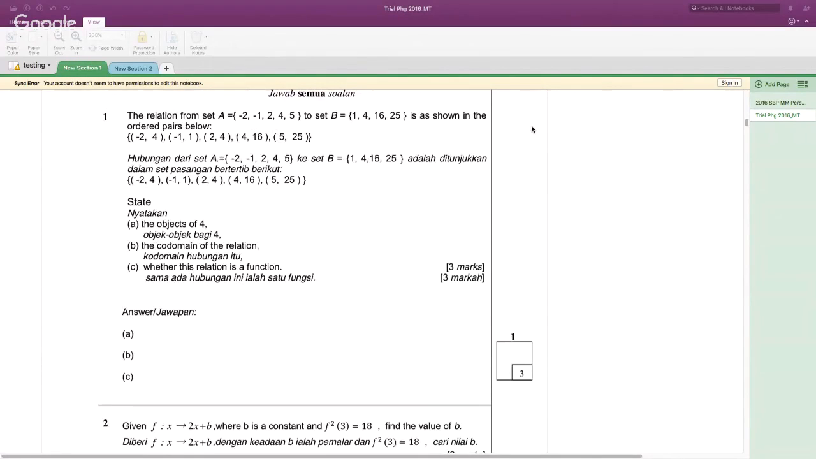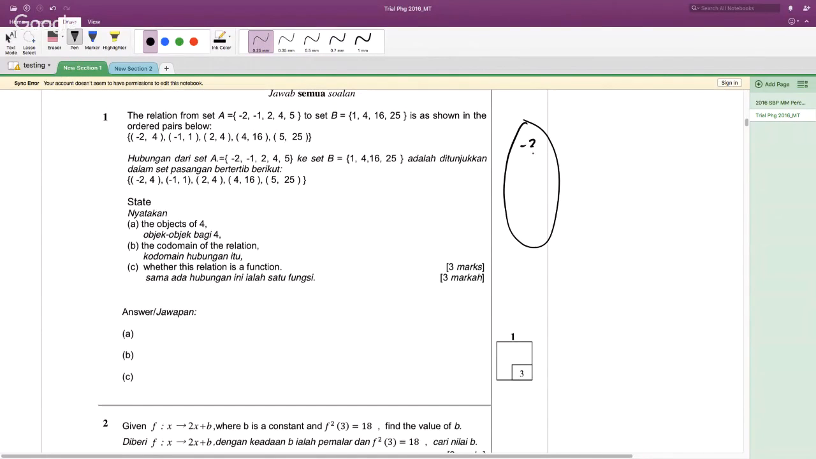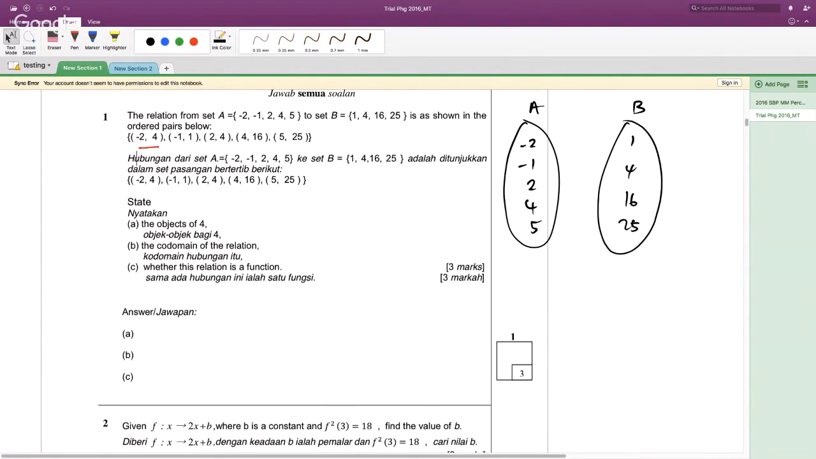Okay, let me write it out to at least give you some idea. So you have -2, -1, 2, 4, 5. And then you have another one. This is set A. This is set B. B is 1, 4, 16, 25. And let me just connect them. The question says -2 to 4, so -2 I connect to the 4. And -1 is connected to the 1. And 2 is connected to the 4. And then 4 is connected to the 16. And then 5 is connected to the 25. All right, this is what I have from the pair here.